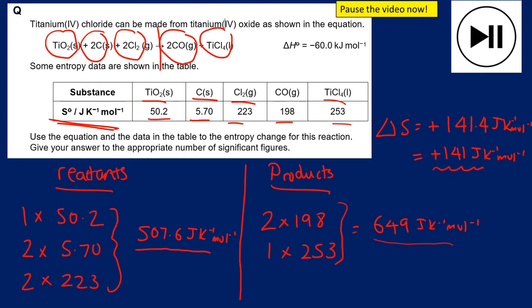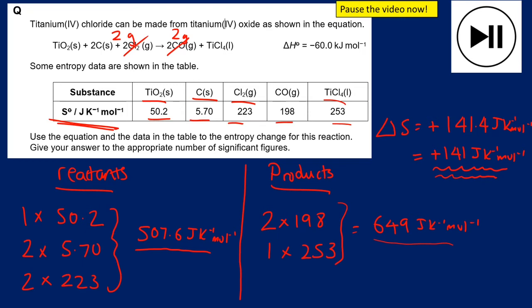Now what I would suggest you do now is to double check your calculation. If I was in an exam, I would use my calculator and double check that, but also I can make a prediction. If I look at the equation, I'm going to make a prediction. We've got 2 moles of gas on the left and 2 moles of gas on the right. So that's not helping too much.